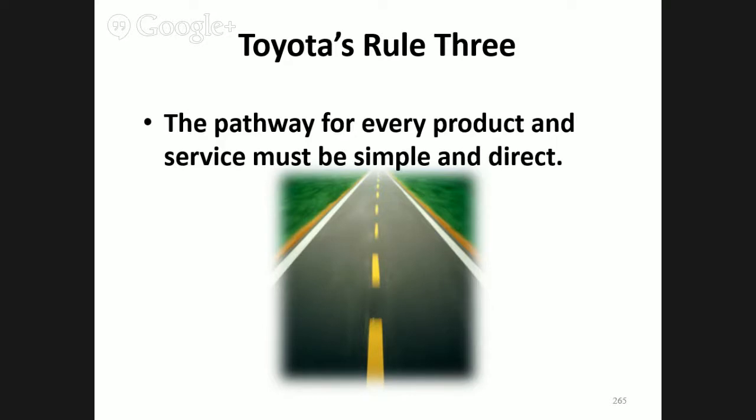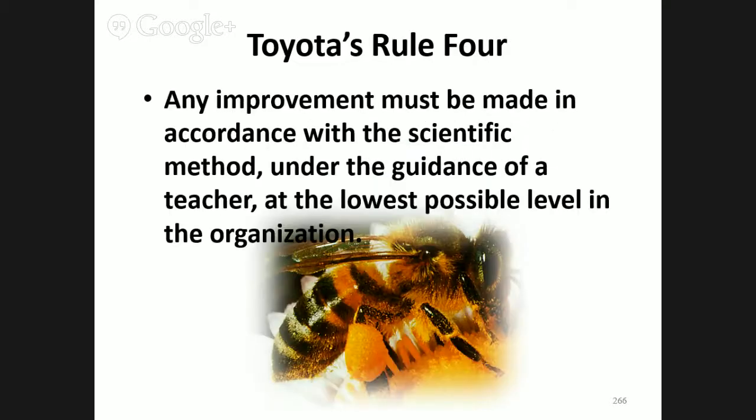All right? Pathway for every product and service must be simple and direct. All right? Any improvement must be made in accordance with the scientific method under the guidance of a teacher at the lowest possible level in the organization. This means that if we're going to do improvement, we're not just going to go off half-cocked. We're going to sit down and think about it. We're going to analyze, basically use the scientific method, and that is how we are going to do improvement. So we have a methodology for doing improvement, and we're going to follow it. We're not just going to try stuff because it sounds like a good idea. Okay?